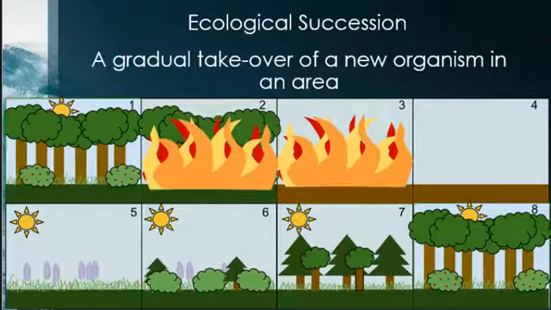So ecological succession is a gradual takeover of a new organism in an area. All right, it's more difficult to describe this in a marine environment because they don't change as much as a land environment does. But around here, we know this, where we have a big, giant, beautiful pine forest, and then it gets burned down by a giant fire.